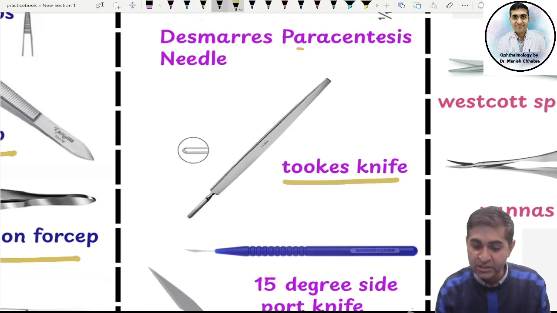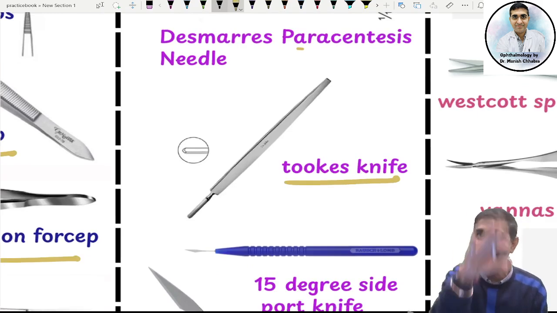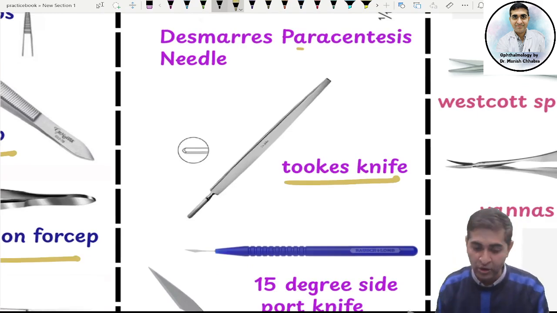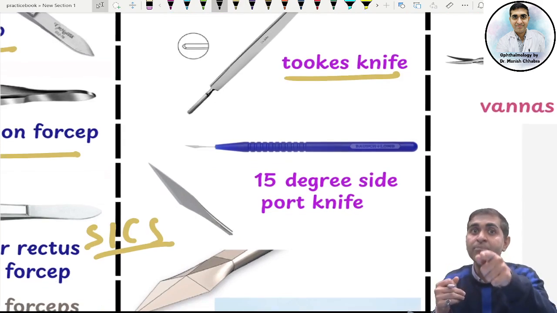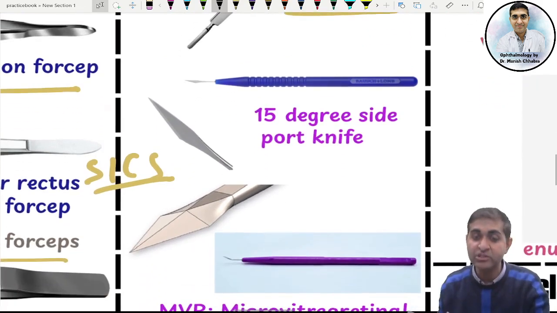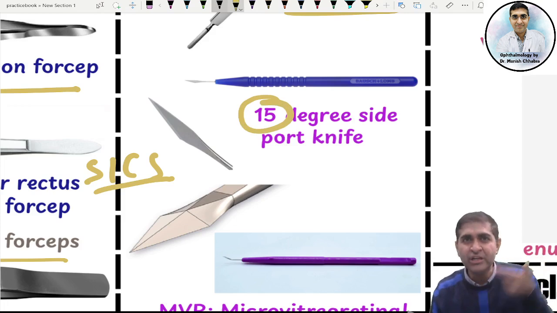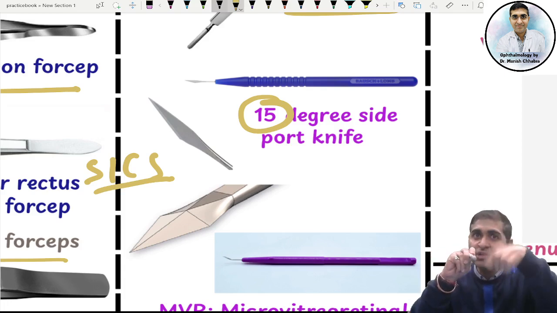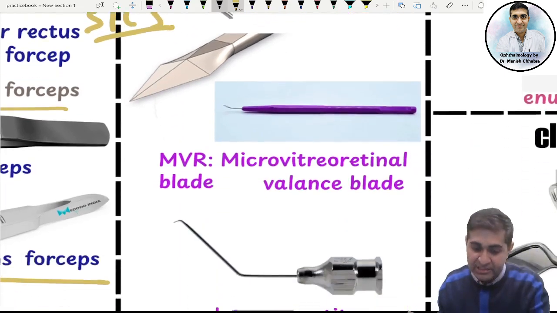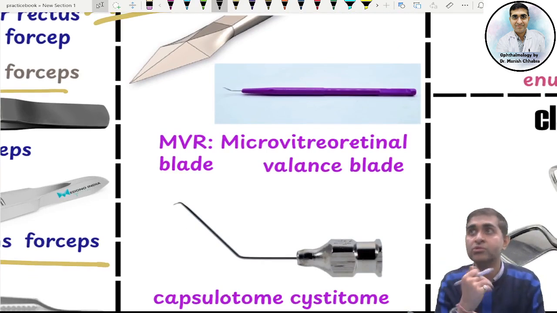Okay, then there is Tuke's knife. Of course, it is used for cutting procedures in the sclera or cornea, entering into the sclera or entering into the cornea, the same. Then the side port incision is used to pass the instruments while performing your phacoemulsification. If you have seen my video on cataract surgery, you would see me giving the side port incision. That is a knife which is an angled knife. The angle is usually 15 degrees. You put it where you pass your chopper while you are phacoemulsifying, so that you can chop the nucleus into multiple pieces.